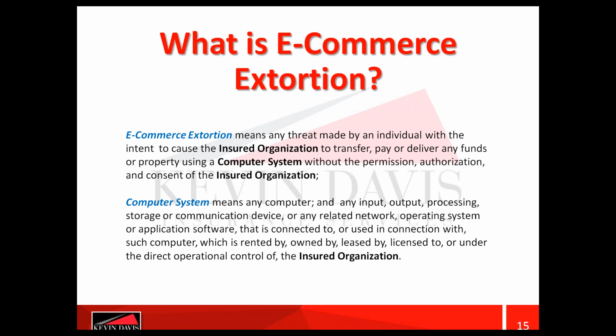So when you get the coverage, it covers three things: monies paid to meet the extortion demand, the cost of hiring computer security experts to prevent further extortion attempts, and the expenses to deal and negotiate with the cyber terrorists or cyber extortionists. Now, the key to coverage for this is the definition of the computer system. The association computer system must be a device under the direct operational control of the community association. In other words, it does not extend to personal devices.